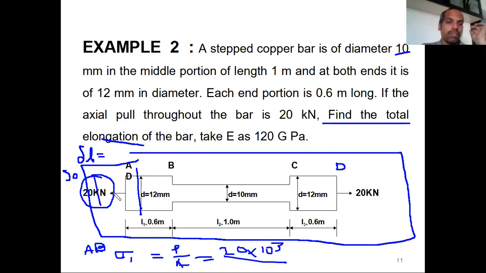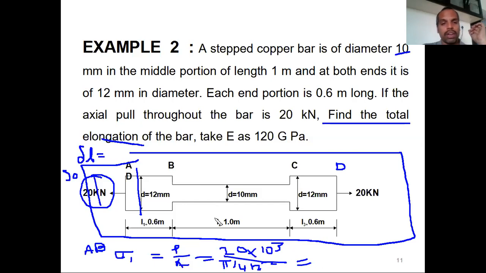Because the load is applied along the member, the stress acts on the area perpendicular to it. This is the area we have to take as the cross section area. So how much is it? Pi by 4 D squared, which is pi by 4 into 12 squared. That's how you have to calculate it.